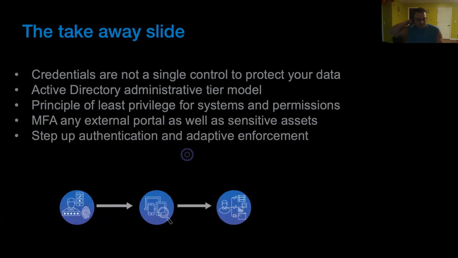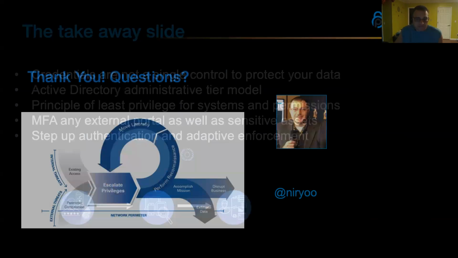So just to summarize, takeaway slide. Again, credentials are not a single control to protect your data. Active Directory administrative tier models will help you protect your data. The principle of least privileges for systems and permissions. And MFA, definitely on any external portals as well as sensitive assets. And finally, use step-up authentication and adaptive enforcement.